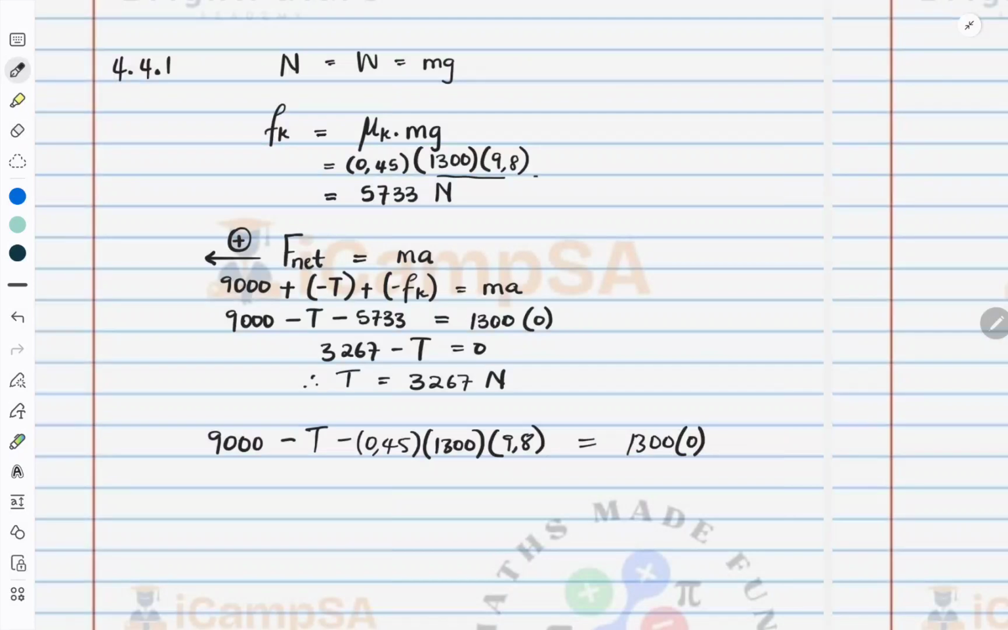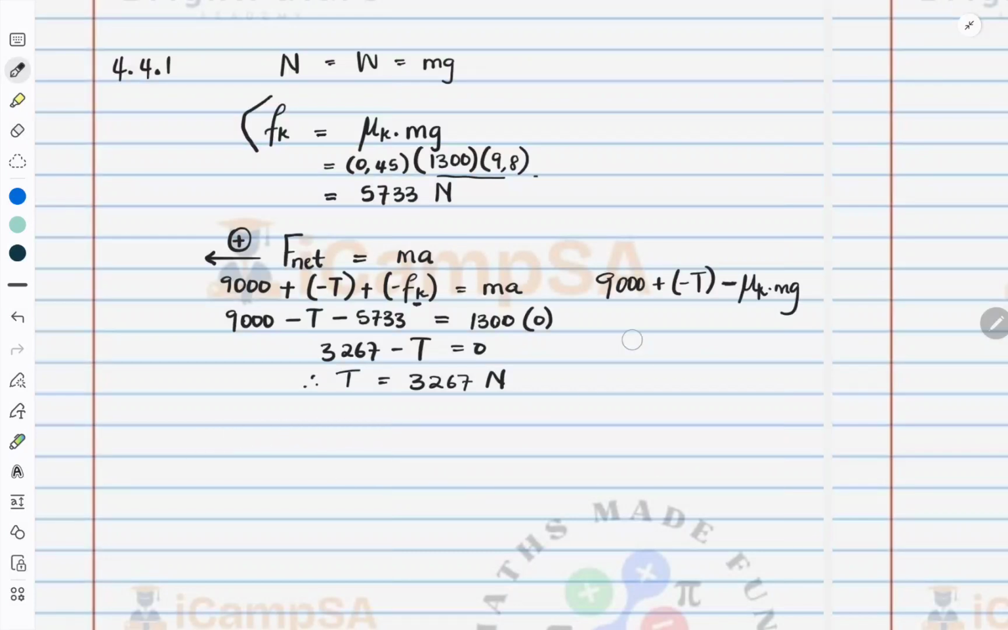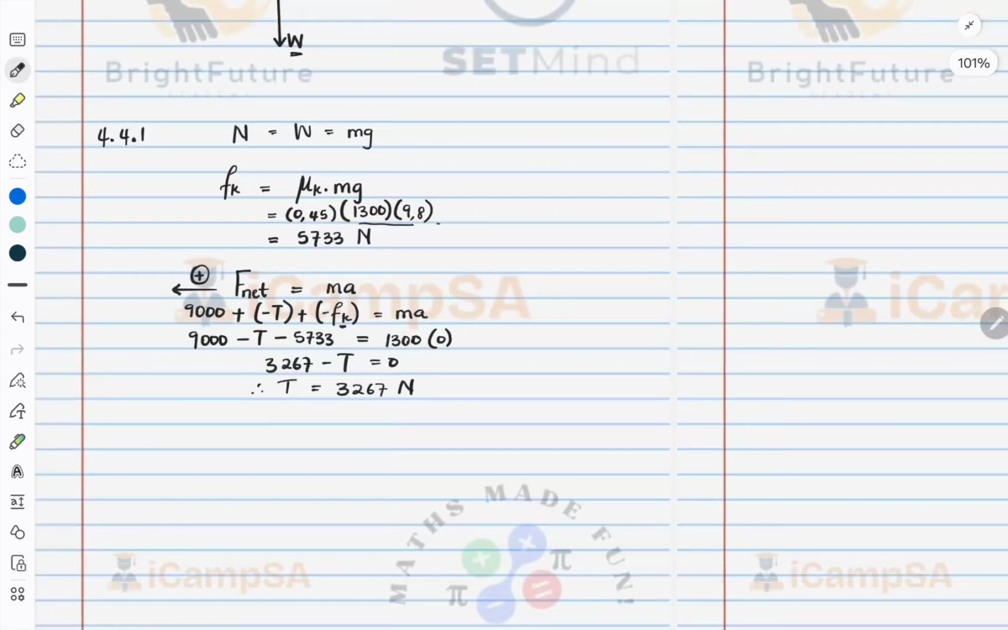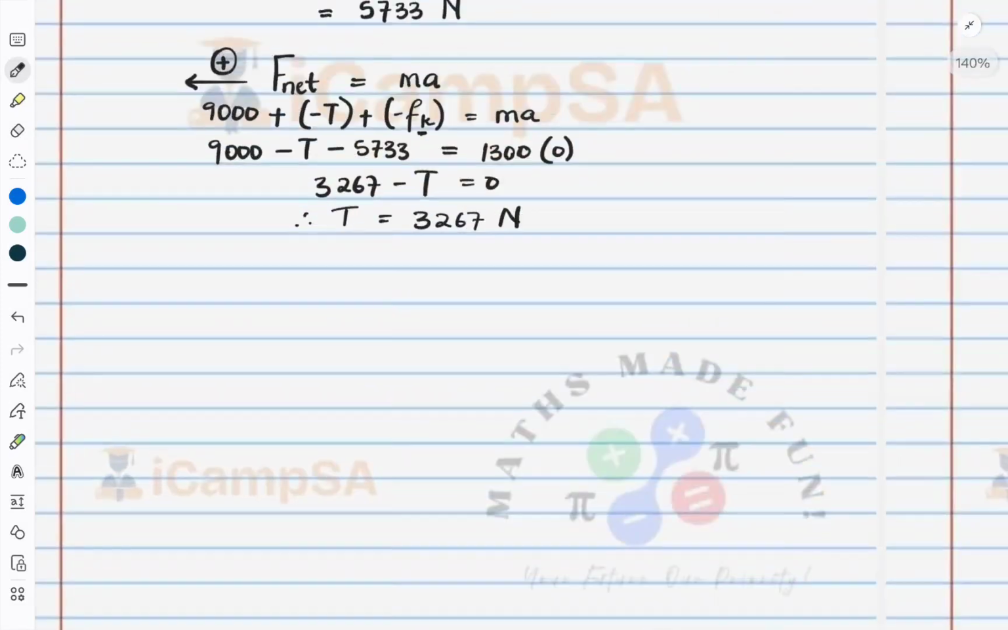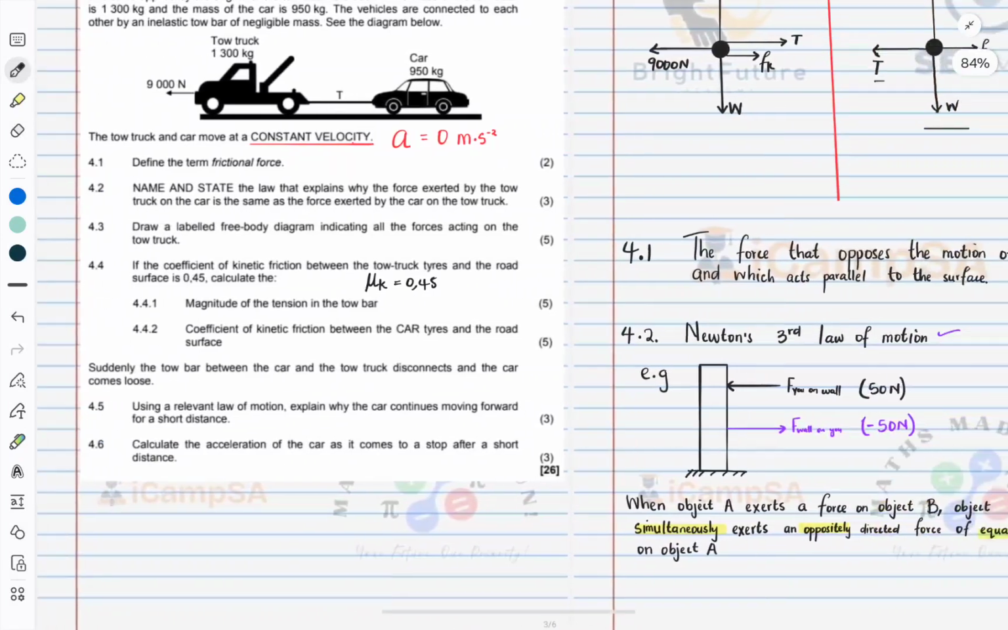Okay, so yeah, that's it. But what would happen is you'd have to show us this formula somewhere midway here. So maybe after this step you would have had a step that says 9,000 minus T minus mu K times mg, because sometimes they mark the formula, so you never know. Then you come to this step. That's completely okay. So you are safe if you did it in 2 different steps, because you know that they will find everything that they're looking for here. You don't have to worry. So that's what we have, guys.